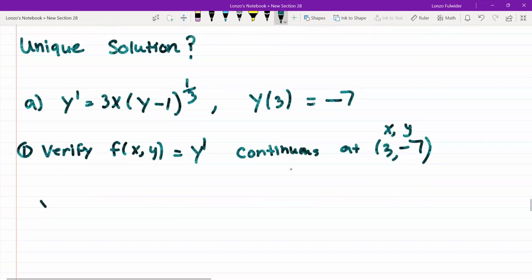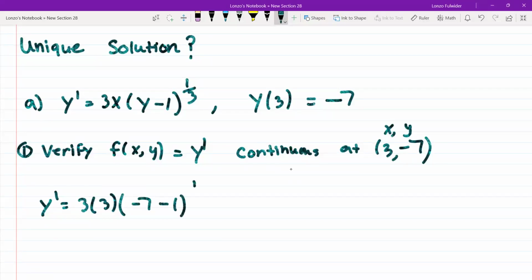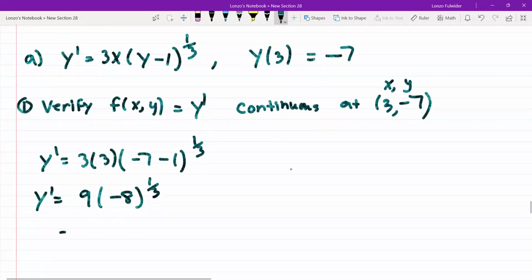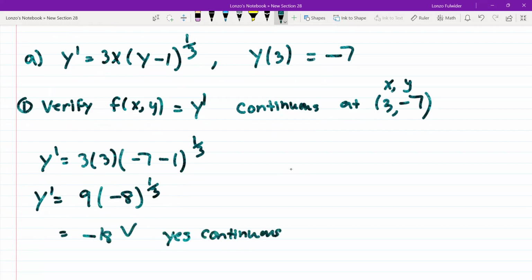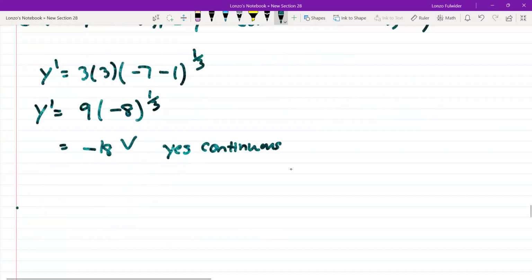So it's going to be y prime, and then it's 3 times x, which is 3, and then my y value is negative 7 minus 1 to the 1/3. So 3 times 3 is 9, right? Negative 7 minus 1 is negative 8 to the 1/3. If you put that in the calculator, you usually get negative 2. So yes, it's continuous. Then what we have to do is take the derivative with respect to y.